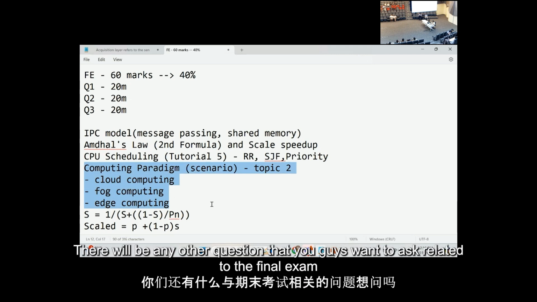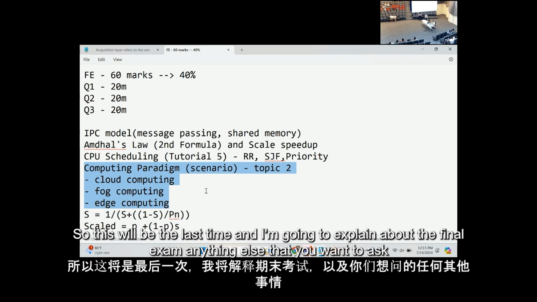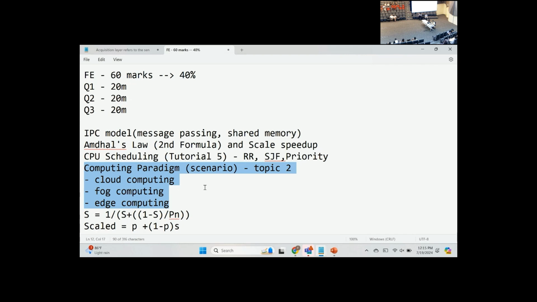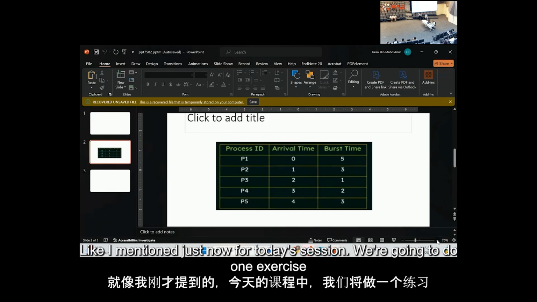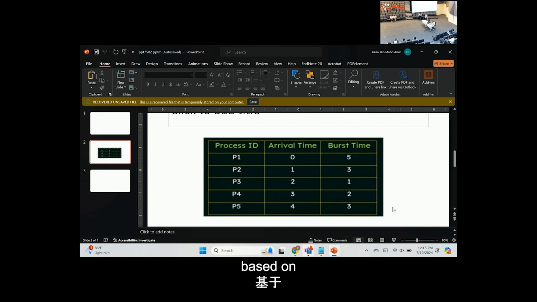Is there any other question that you want to ask related to the final exam? This will be the last time I explain about the final exam. Anything else that you want to ask? No? Okay, good. Like I mentioned just now, for today's session we're going to do one exercise based on the CPU scheduling algorithm.